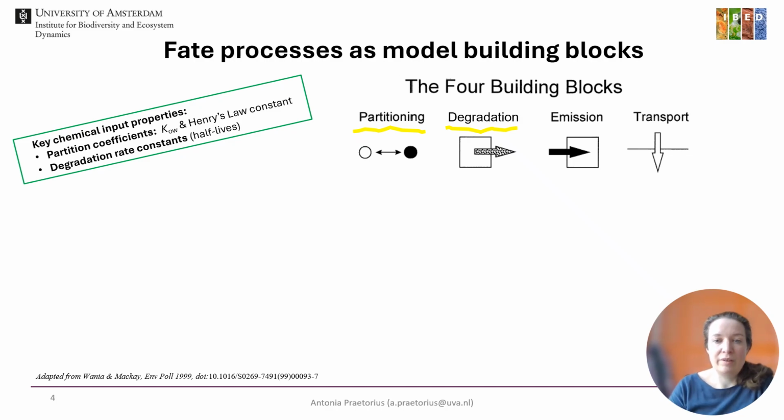And together with emissions, so information on chemical emission locations and amounts, as well as information on transport processes across different compartments, for example, transport via wind or water flow, or through sedimentation, these four elements constitute the main building blocks of most environmental fate models for organic chemicals.